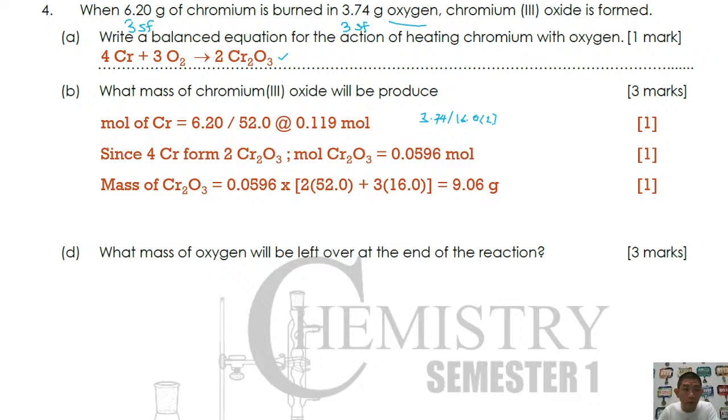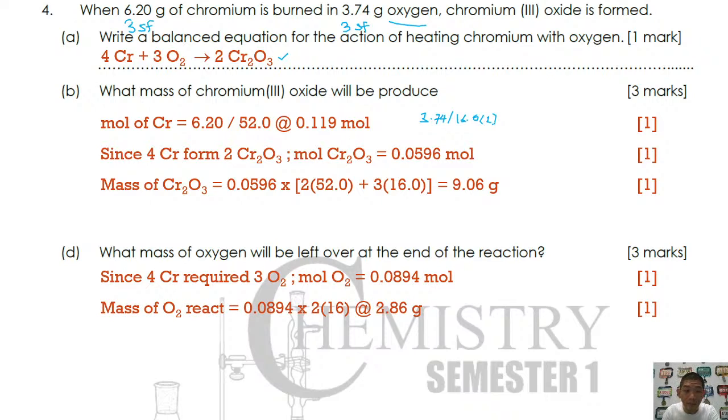Okay, and then C, what is the mass of oxygen that will be left over at the end of the reaction? Since chromium requires 3 oxygen, so mole of oxygen is 0.0894. So mass of oxygen reacted is 0.0894 multiplied by 2 times 16.0, or 2.86 gram. So mass of oxygen left is 3.74 minus 2.86 equals 0.88 gram.